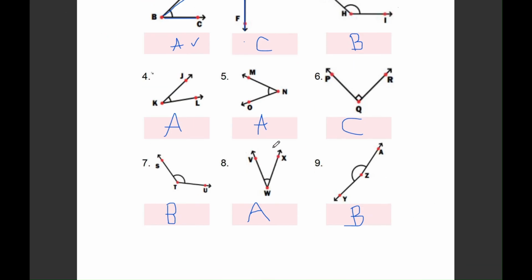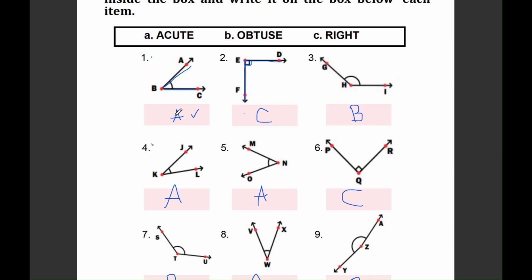Types of angles, number 4. Blank, classify the angle. Options: A, acute; B, obtuse; C, right. Why not? B is greater than 90 degrees. C is equal to 90 degrees. Answer A, acute. Formula or reason: the angle is less than 90 degrees.